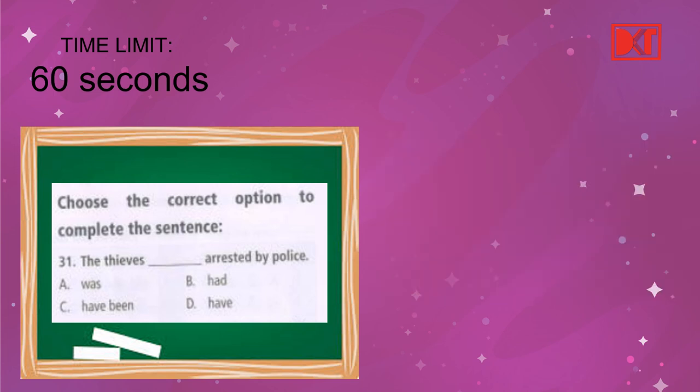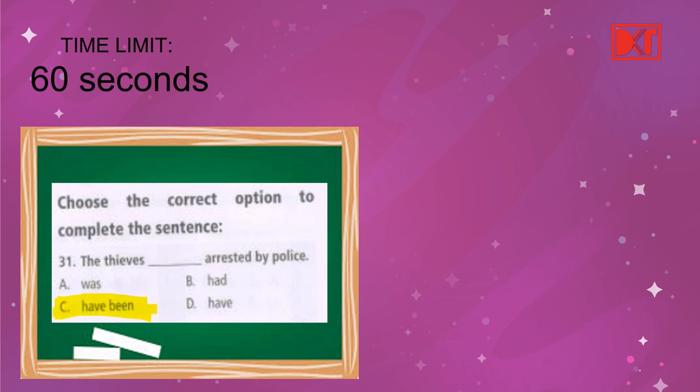Okay, so here choose the correct option to complete the sentence. The thieves dash arrested by police: A, was arrested, B, had arrested, C, have been arrested, or D, have arrested. Here the correct answer is C, have been arrested.